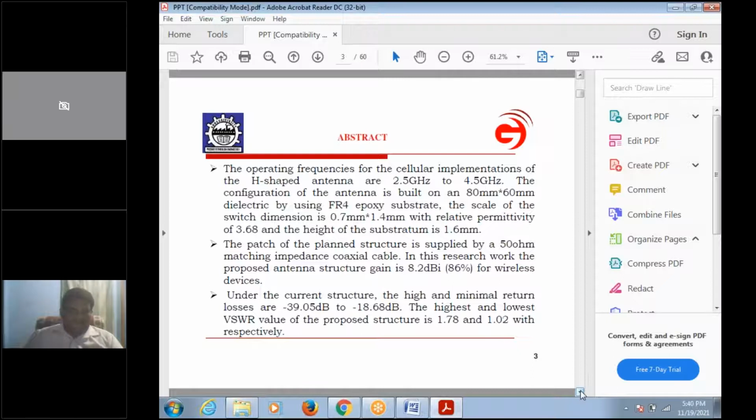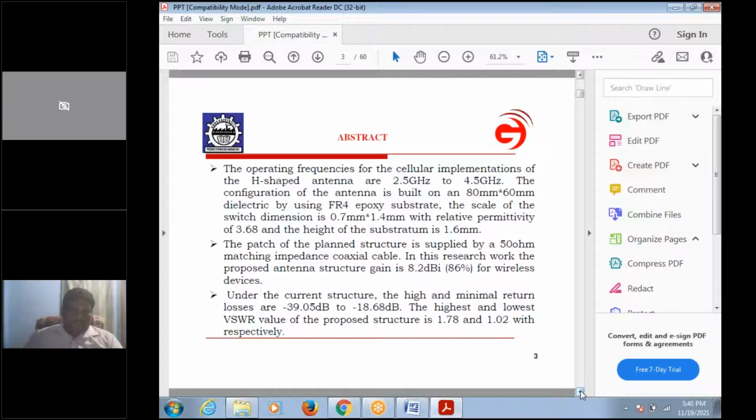The patch of the planar substrate is 50. Normally, for the antenna, input impedance matching is an important parameter. So, I choose the input impedance as 50 ohms. Therefore, the impedance is a coaxial cable. That means a ground line is fixed to a coaxial cable.